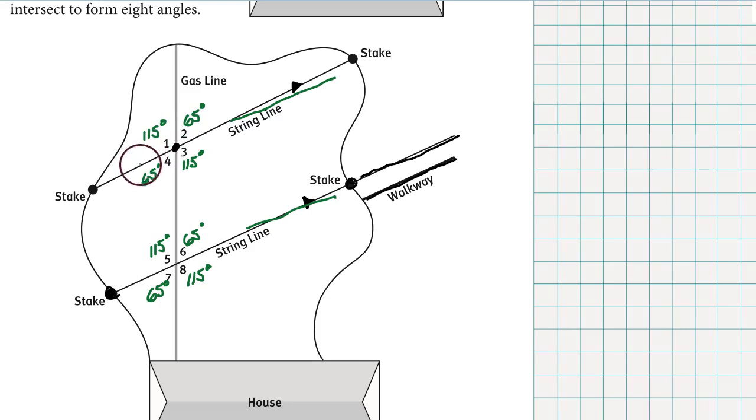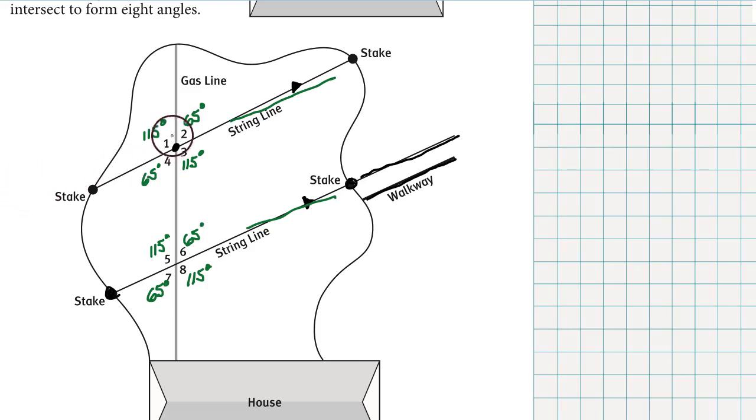1 and 2 are supplementary. They're sitting side by side and they create a straight line. They must add to 180. As you look around in other places, you'll see some supplementary angles. These are all relationships that we've already studied earlier this year, that vertical angles are congruent and that sometimes angles are supplementary. But when we have parallel lines and we're looking at 8 angles, we can look for more relationships.